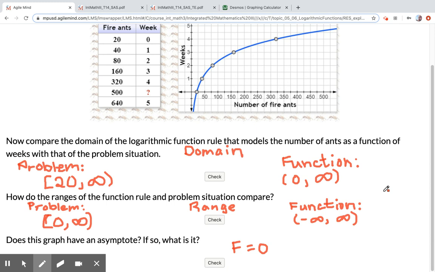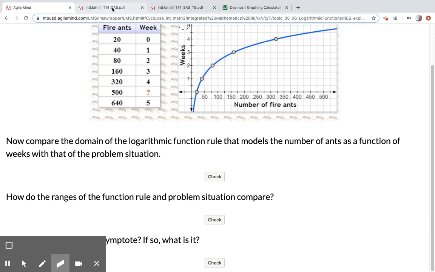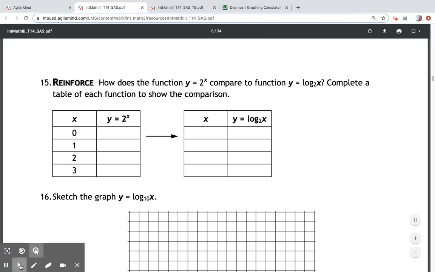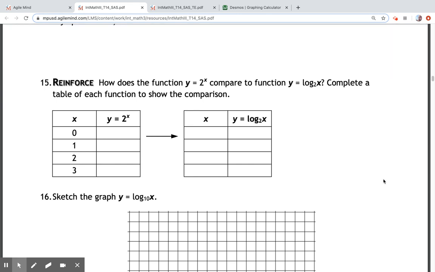All right. Now that you got all this, I would like you to go over to question number 15. Question number 15 on your student activity sheet looks like this. We've been playing with y equals 2 to the x, and now we've said that y equals log base 2 of x is the inverse of the function. So what I would like you to do is start by filling in this first table. That'll be easiest for you.